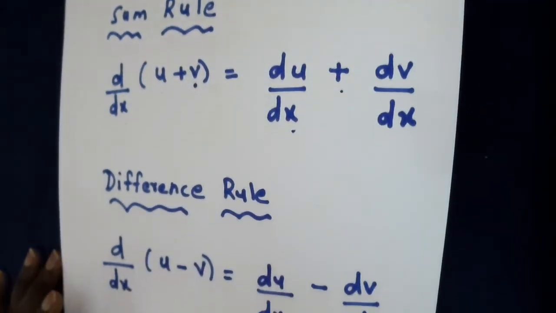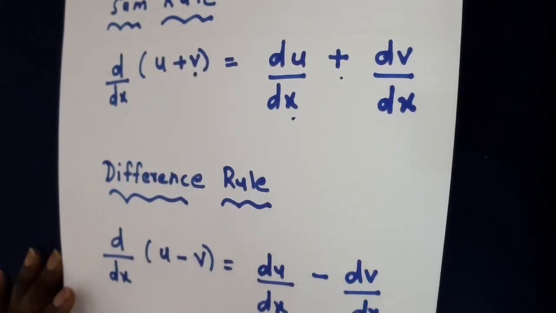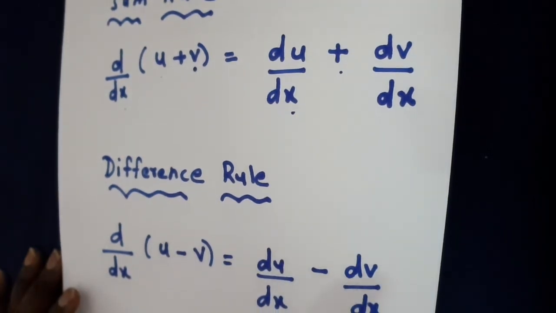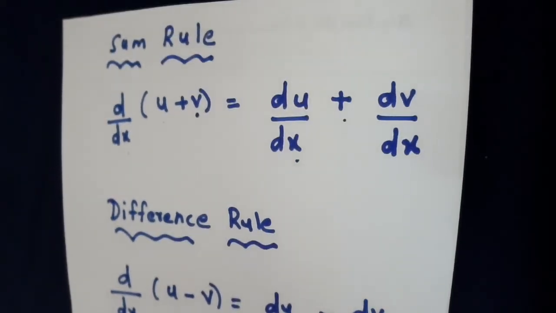Same goes for the subtraction rule or difference rule. Okay, if you're going to differentiate u minus v with respect to x, then what will be the rule? du by dx minus dv by dx. Okay, students. All right, you're going to differentiate each and every term. That's it. Very simple. Okay, I'll solve a simple problem using the sum rule.